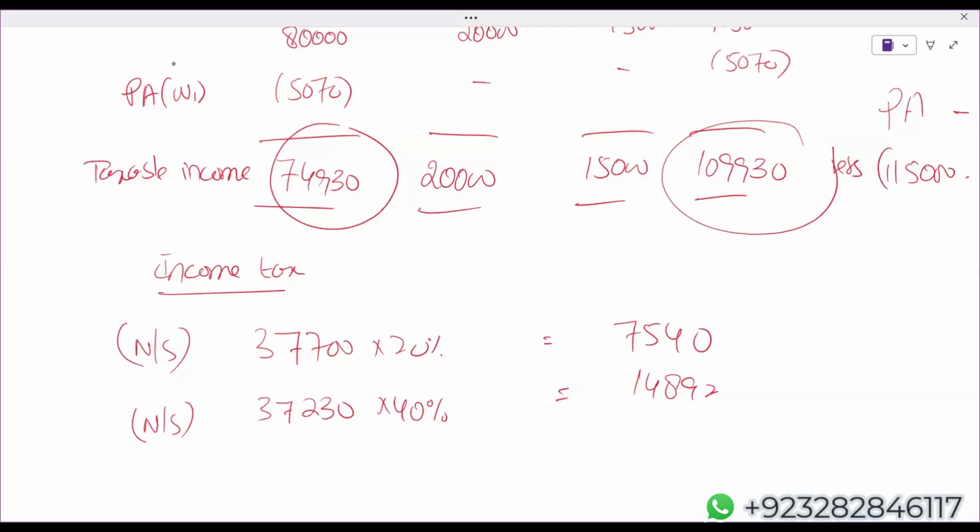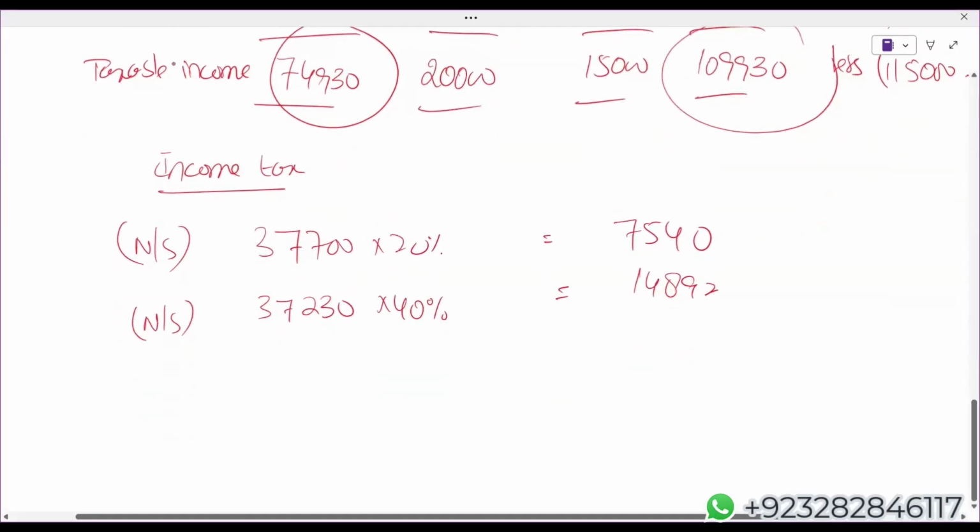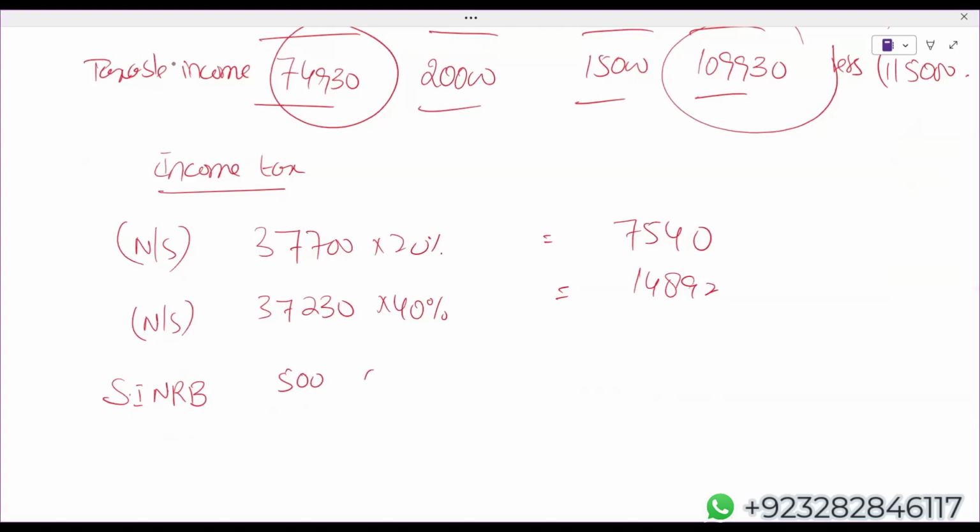Now, by looking at 1,09,930, we can easily decide this individual is a high rate taxpayer. Whoever is a high rate taxpayer gets nil rate band £500 for the saving income. So, saving income, nil rate band, 500 into 0% is 0. Out of 20,500 we have taken in nil rate band, so obviously remaining 19,500 falls in high rate band. Applicable rate is 40%.